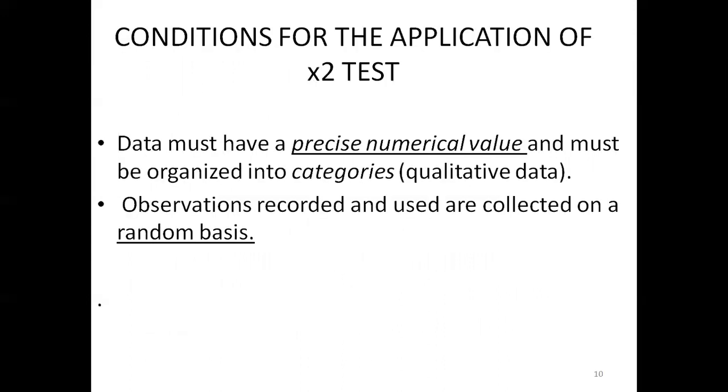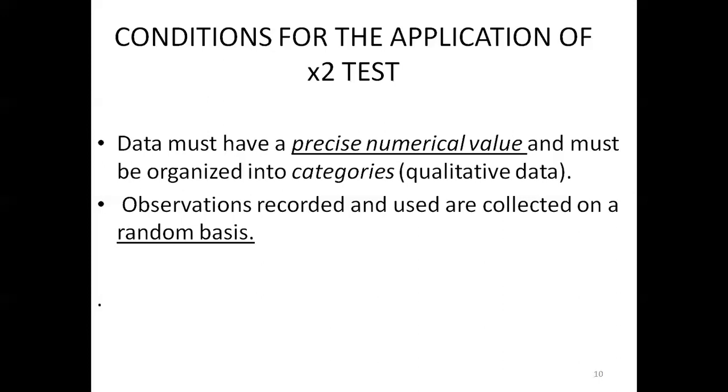So what are the conditions for the application of this chi-square test? The data must be in a precise numerical value. This is very important. That is, absolute numbers are there, with no mention of proportions or percentages. And the data must be organized into categories, that is, qualitative data like yes or no categories, disease or not disease, or the patient is positive or negative. So precise numerical value and qualitative data, these two things are there. Then you should apply the chi-square test.